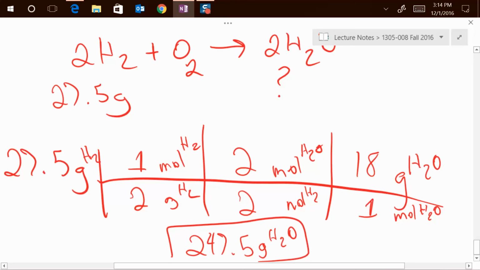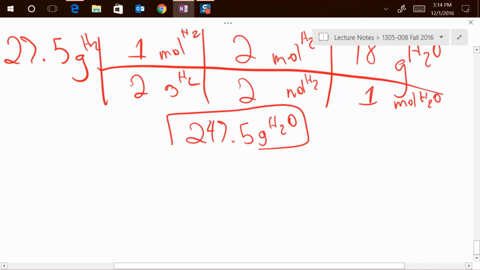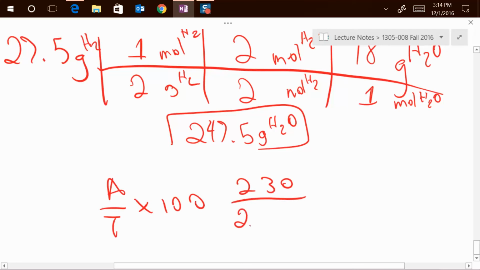Okay, this is also called a theoretical yield. So if I had produced 230 grams of water in the laboratory, how would I find a percent yield? Actual over theoretical times 100. 230 divided by 247.5 times 100. Okay? Theoretical yields are calculated yields.